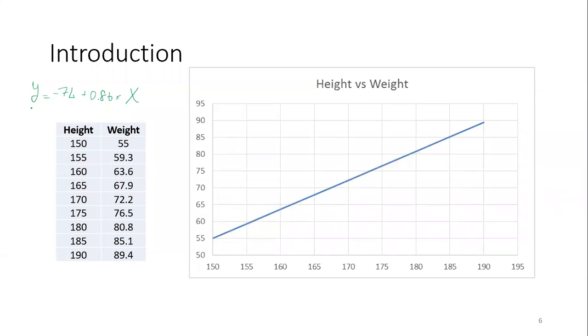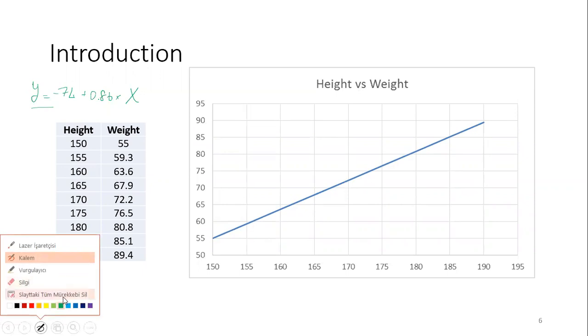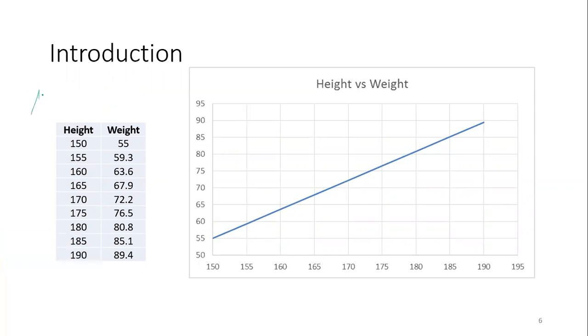So just look at this. This is mu of y. Mu of y is equal to minus 74 plus 0.86 times x, which is the height, right? So for example, if you just put 150 here, then you will get 55. Or if you just put 170 into the formulation, then you will get 72.2, right?